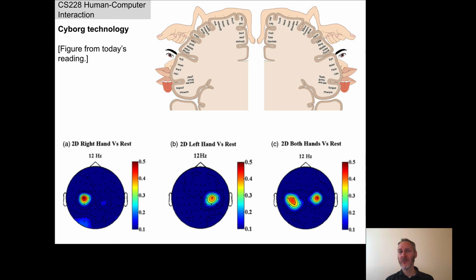It turns out that if you imagine moving a body part, and if you actually move a body part, it's a very similar signal. So if we go back to the bottom left example here, if you imagine moving your right hand and you actually move your right hand, you get very similar electrical stimulation from the motor strip.